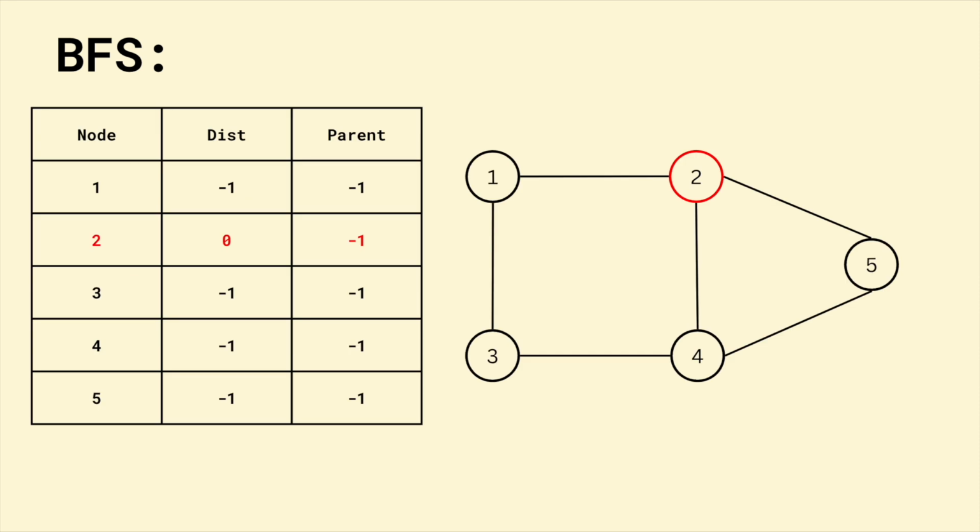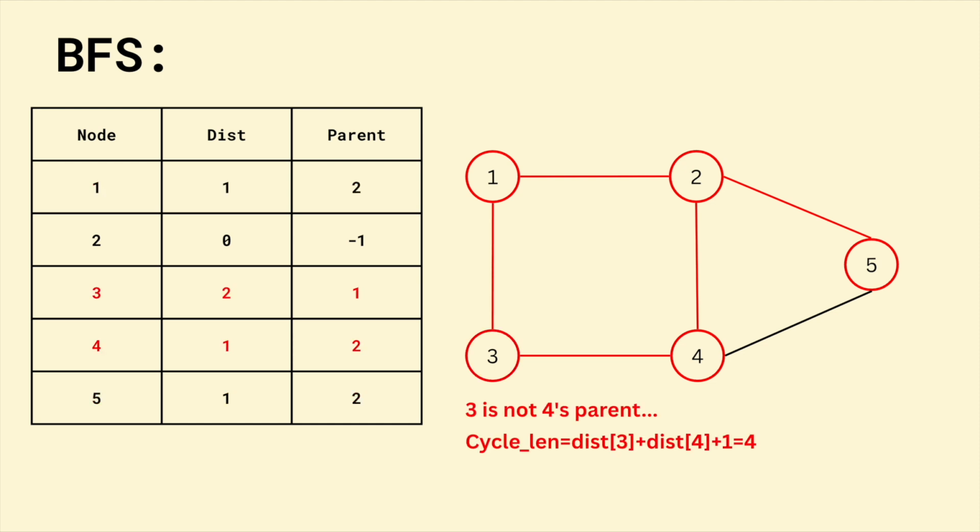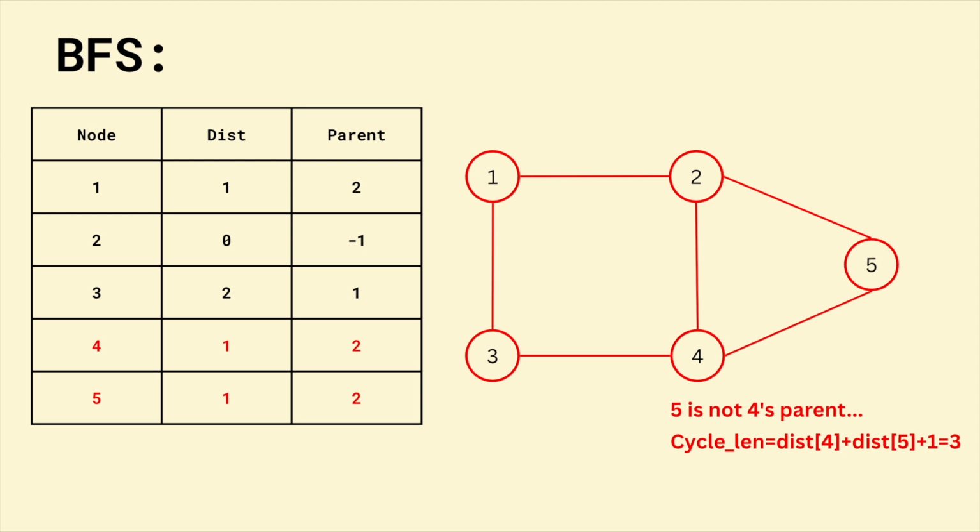So let's take a look at the BFS starting from node 2. It marks nodes 1, 4, and 5 with distances of 1. Node 3 is then marked with a distance of 2. 4 will then try to visit 3, which has a different parent, so we can compute the cycle length to be 4. 4 will then try to visit 5, which also has a different parent, so we can compute this cycle length to be 3, which is now correct with the output. In the actual code, we'd repeat the BFS for the rest of the nodes.